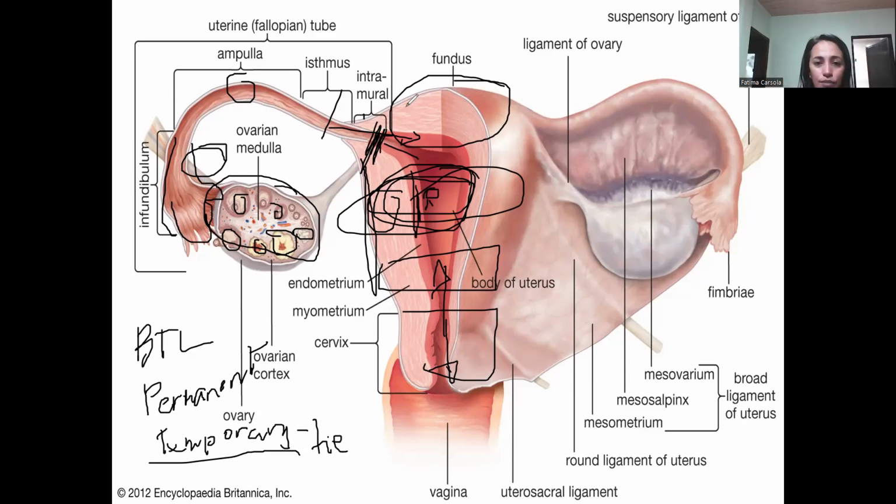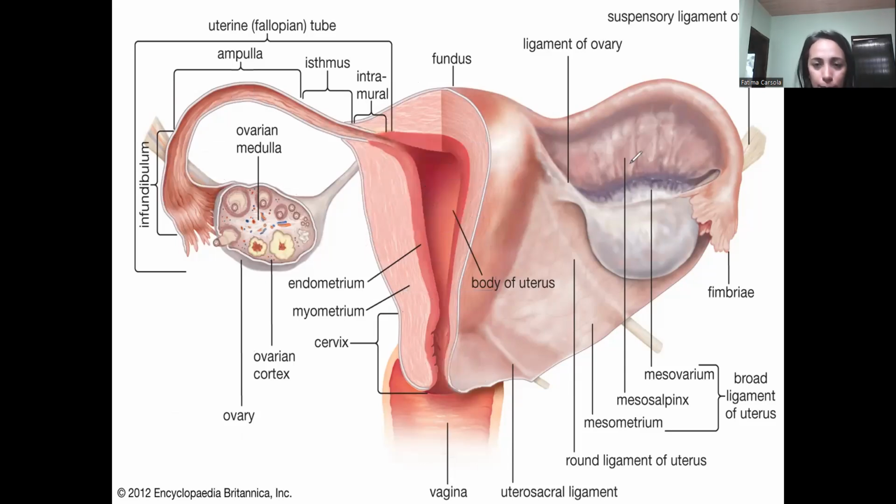So those are the parts of your fallopian tubes and the uterus, and that is one of the shortcuts that we could do here. I'm sorry, guys. Okay, so we have here next tayo.